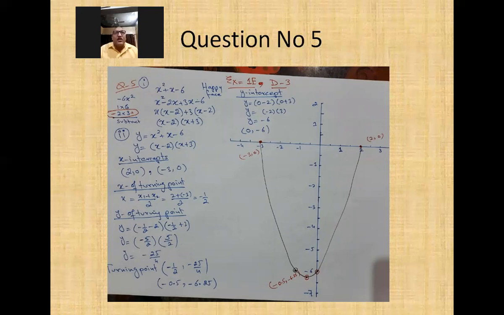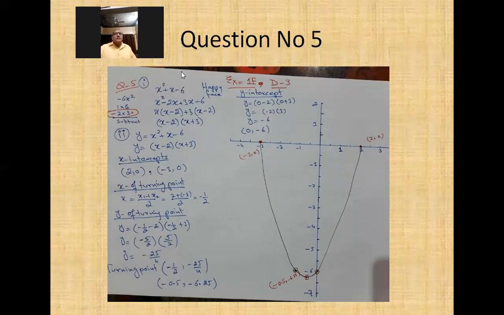So the next question coming up on your screen is question number 5, exercise 1E. Let me read the question from the book. It says, factorize x squared plus x minus 6. That's the first part. And then it says, hence sketch the graph of y equals x squared plus x minus 6. So the first part is that here an expression is given, x squared plus x minus 6.